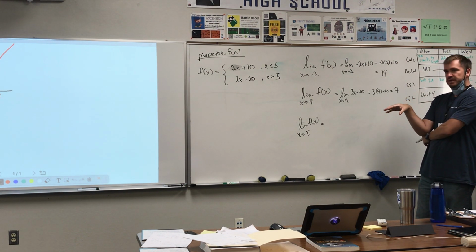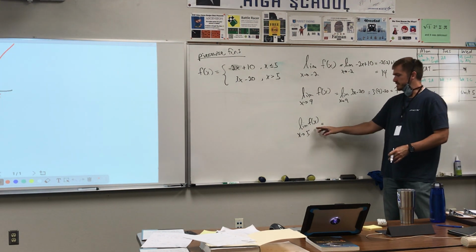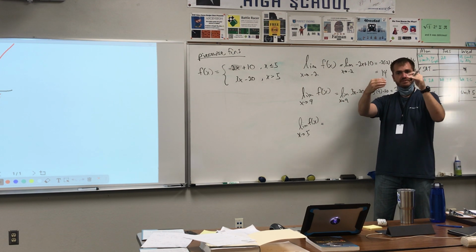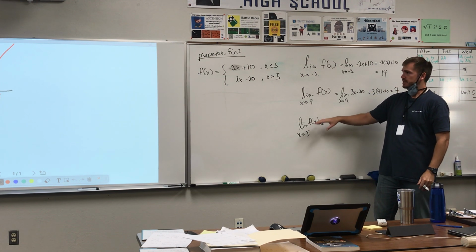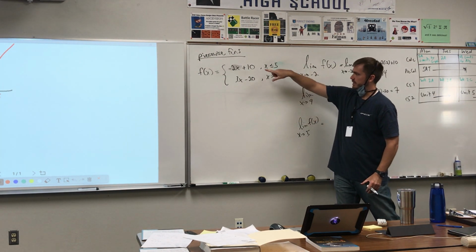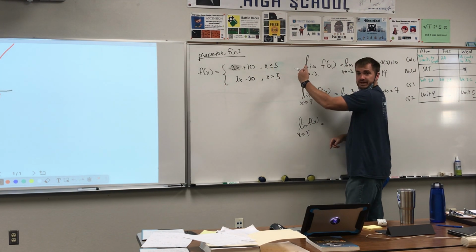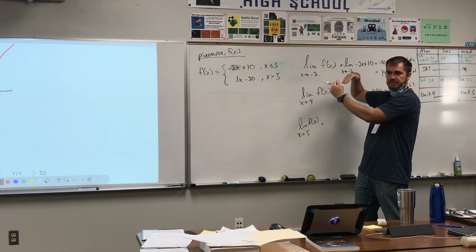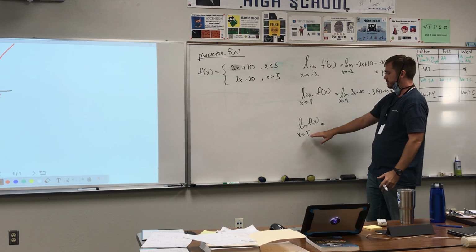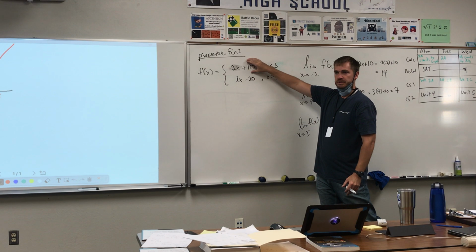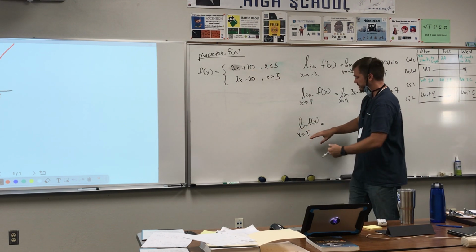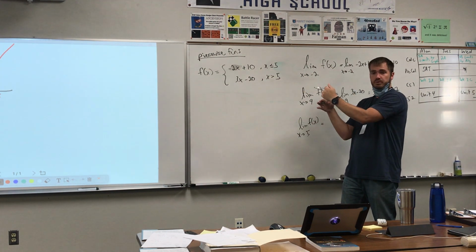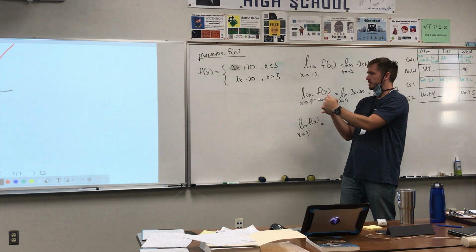And the reason why this is tricky is because what this is asking is, what is the function approaching from the left and from the right? And it's tricky because the function is following this formula when we're approaching from the left, and it's following this formula when we're approaching from the right, okay? And so we're going to have to plug 5 into this one and see what it's approaching from the left, and plug 5 into this formula to see what it's approaching from the right, and see if they are both approaching the same number.